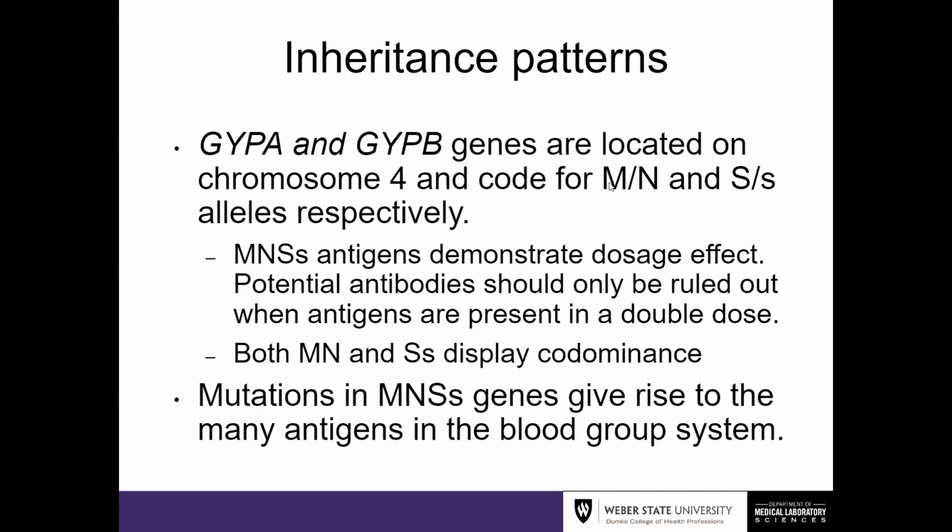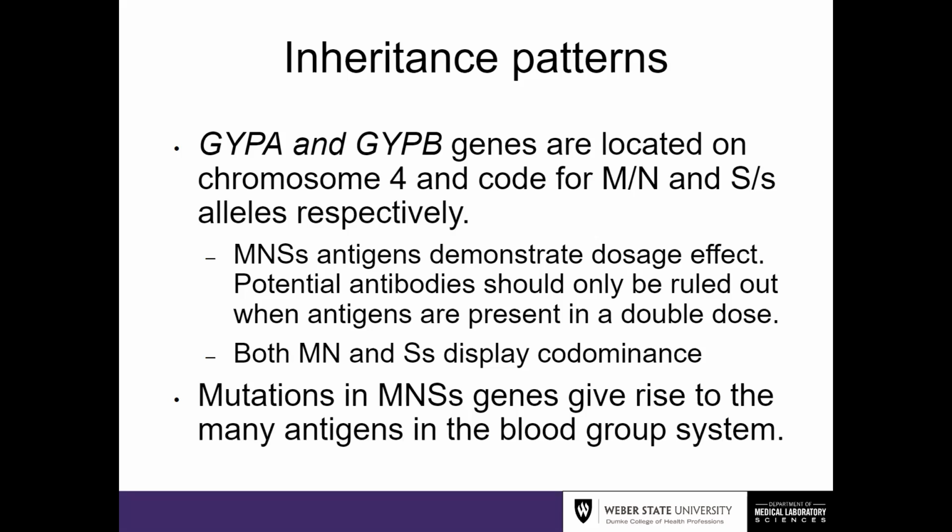Okay, so we're going to pick things back up here at the inheritance patterns. Now, Navy explained that glycophorin A and glycophorin B are the home to the antigens M and N, big S, little s, and U. These genes, the GYPA and GYPB genes, are located on chromosome 4, and they code for the alleles that produce the M and N antigens for the glycophorin A gene, and the S, big S, little s, and U antigens on the glycophorin B gene.